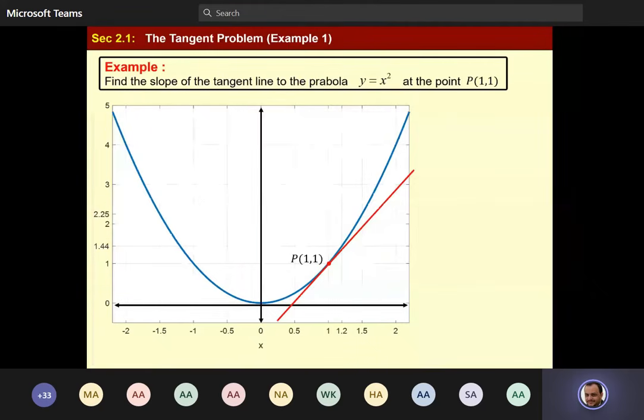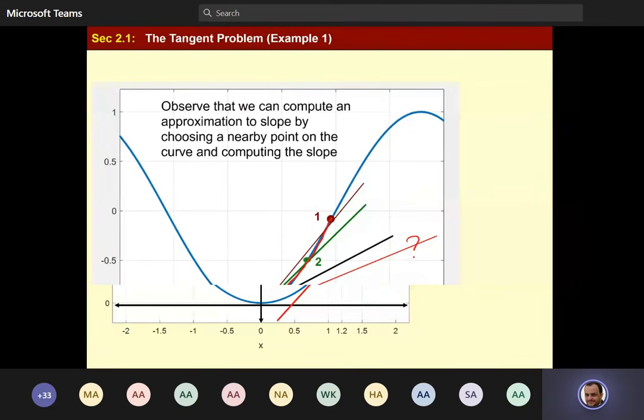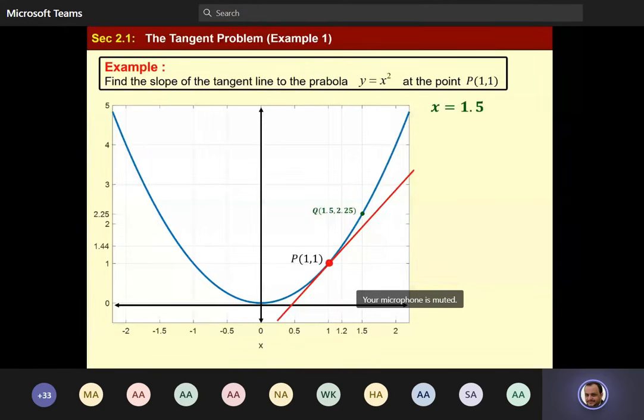Yes, a better graph here. Let's take this example. Find the slope of this tangent at the point (1, 1). We need to find the slope of this line at this point. I will show you later how to do it easily, but let's get the idea behind the tangent problem. By the way, in your textbook, you need only to study example 1. Only the idea that is introduced in example 1. The others are excluded. They are not included.